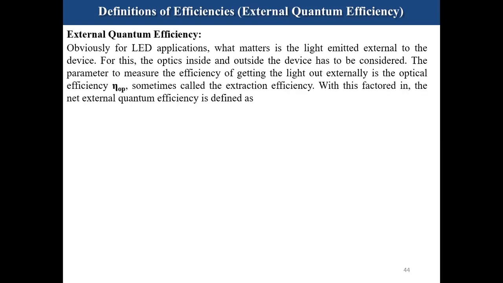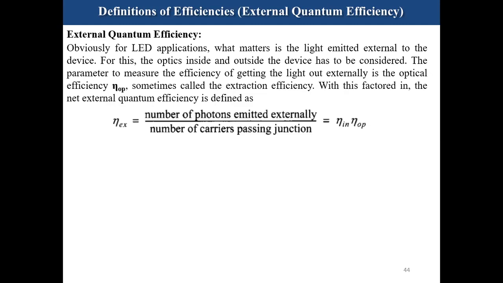The external quantum efficiency is also important. Considering LED application, the important aspect is light emitted external to the device. For this, the optics inside and outside of the device has to be considered. The parameter to measure the efficiency of getting light out externally is the optical efficiency, sometimes called the extraction efficiency. With this factor in, the net external quantum efficiency can be given by the number of photons emitted externally over the number of carriers passing across the junction.